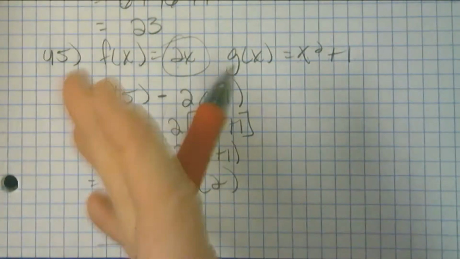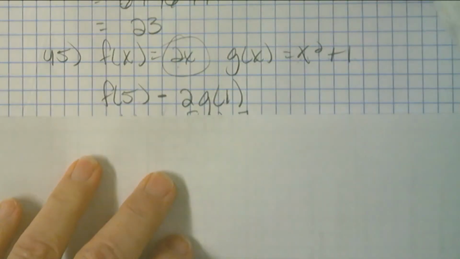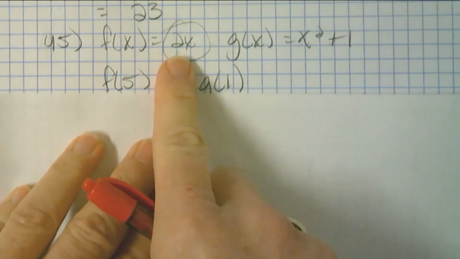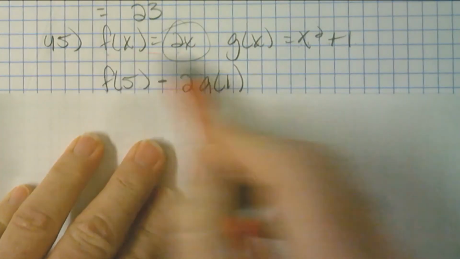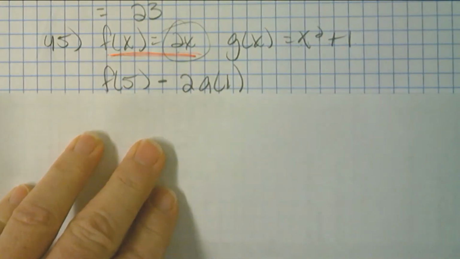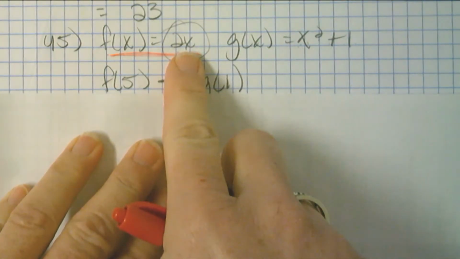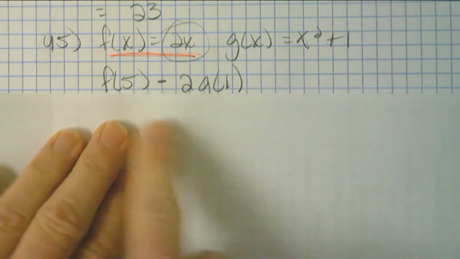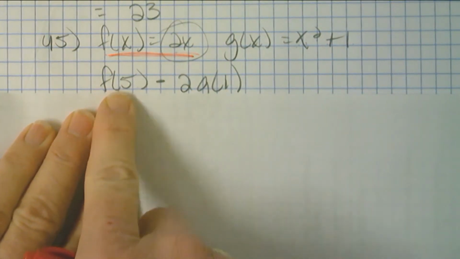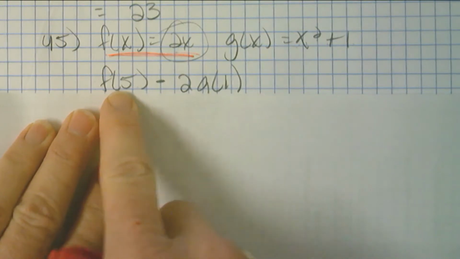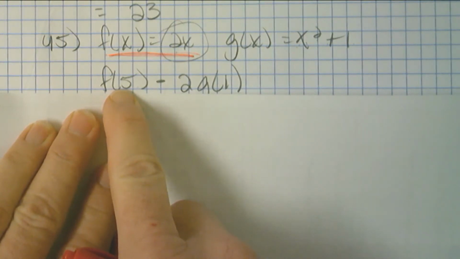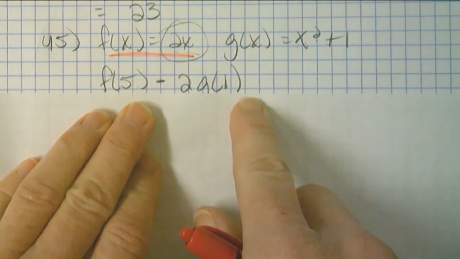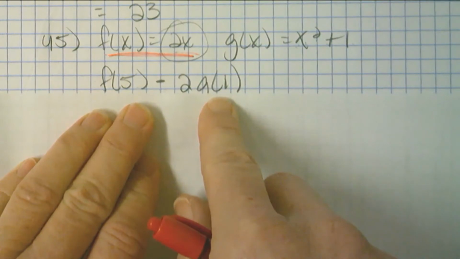So let me cover this up and let's walk through this again. So Nick, are you good with what they're asking? So here's my f of x right here. Are you good with that's the equation for f of x? Okay, so f of x is equal to 2x. Okay, g of x is equal to x squared plus 1. Okay, so here they're saying we want to take our f of x when x is equal to 5, and we want to subtract off of it 2 times my g of x when x is equal to 1.